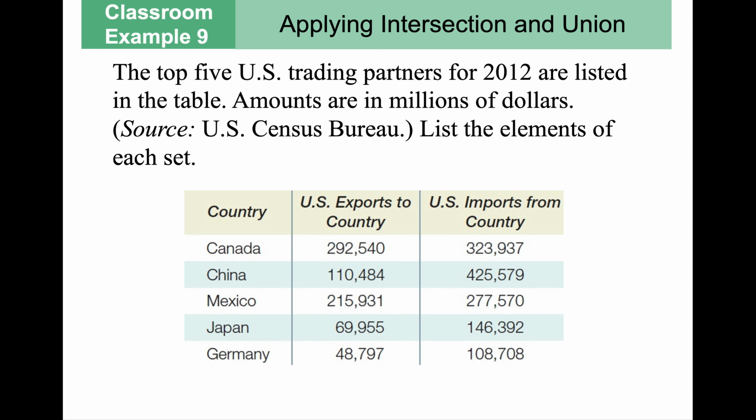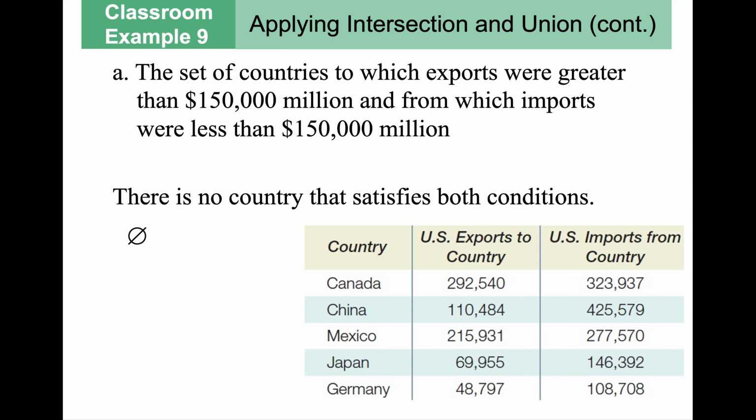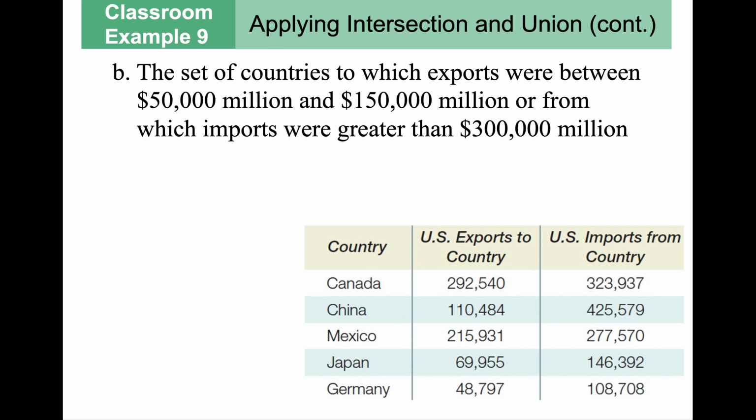Here is an application of this. So in the lab, occasionally we see and or or word problems. Here is an example of a word problem. If we want to list the elements of each set, I would have the set for U.S. exports to a country and then the set for U.S. imports. The set of countries which exports were greater than 150,000 and imports were less than 150 million would be shown here. And if I look at those conditions in that table, I don't see anybody that meets both qualifications because and means we have to look at both qualifications. There's no country that satisfies both of those conditions. So I don't have a solution here.